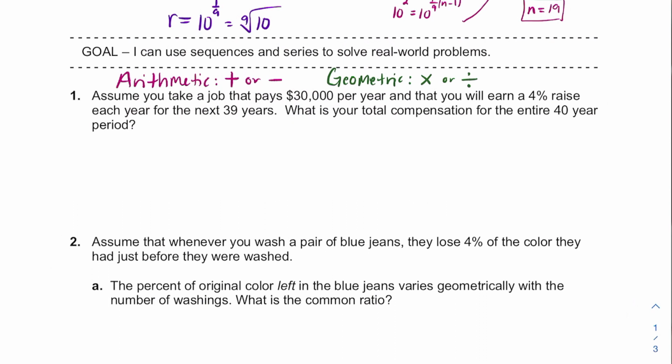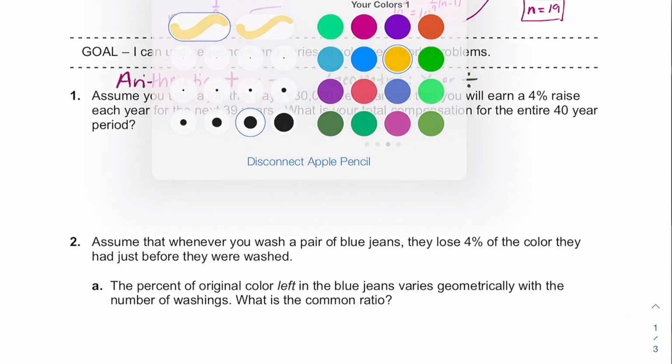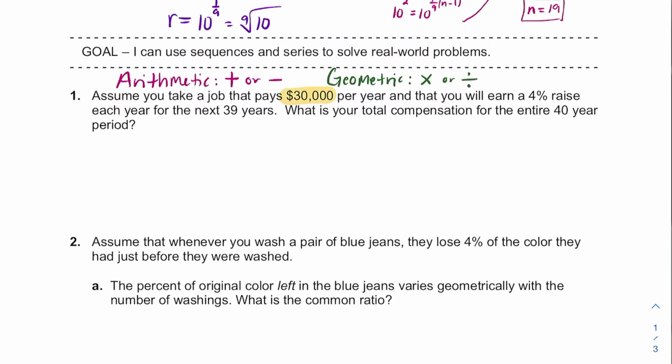So here's our first one. Assume we take a job that pays $30,000 a year, and that's a very small highlighter. Here we go. $30,000 a year, and you earn a 4% raise each year for the next 39 years.